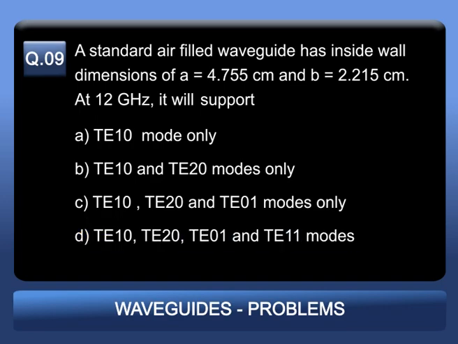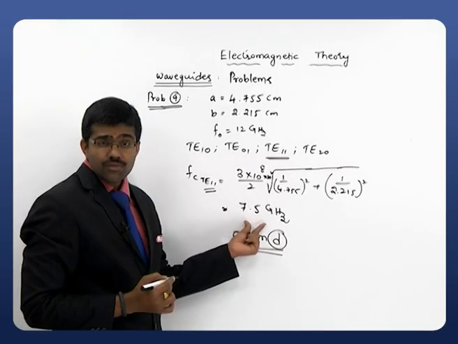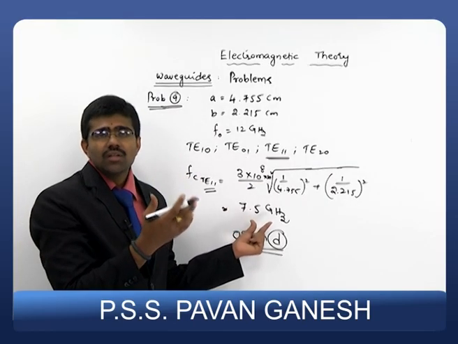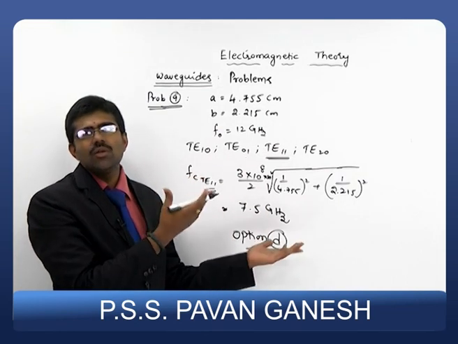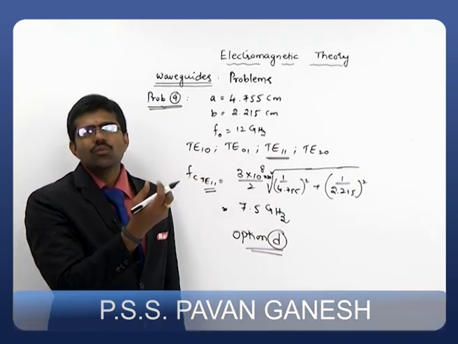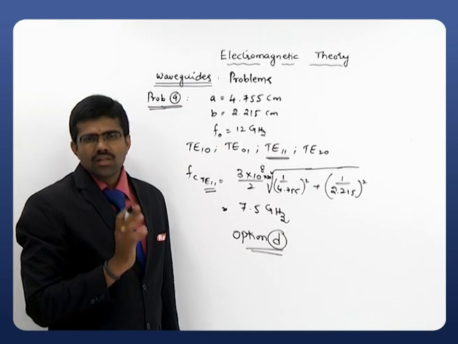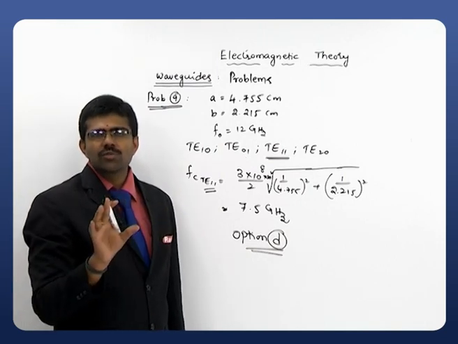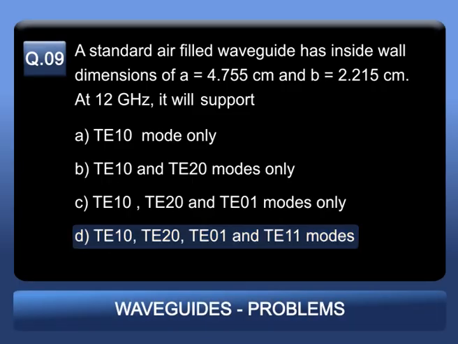This is a simple technique. If the operating frequency is less than the cutoff of the higher order mode, then you are supposed to calculate the individual cutoff frequencies and examine which ones will exist. In this one all the modes will exist. So option D is the correct answer.